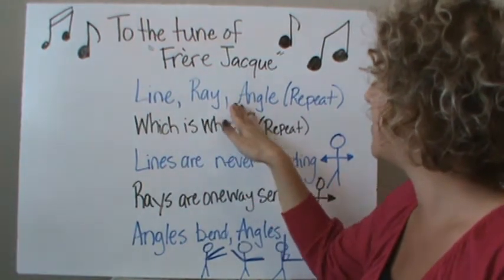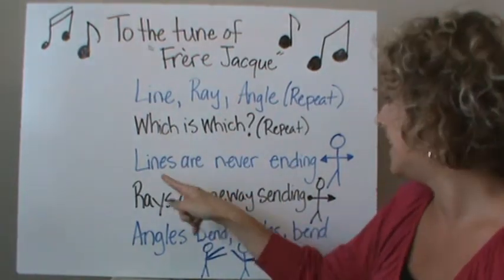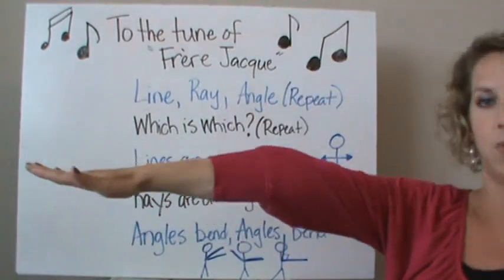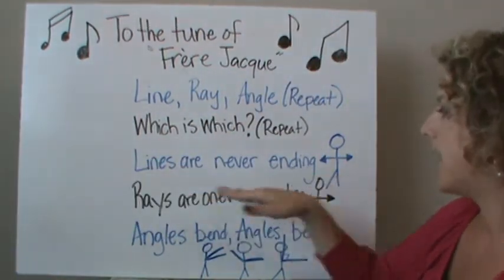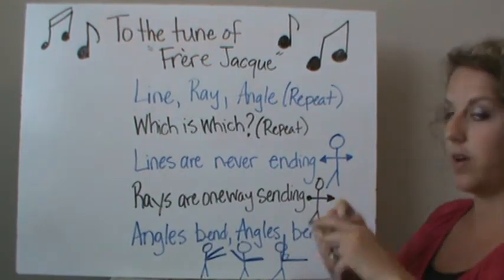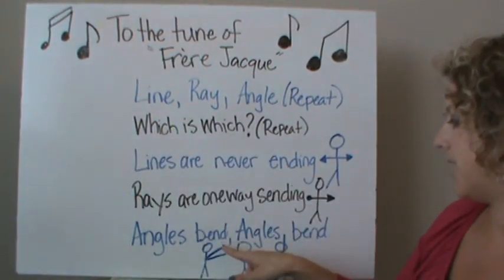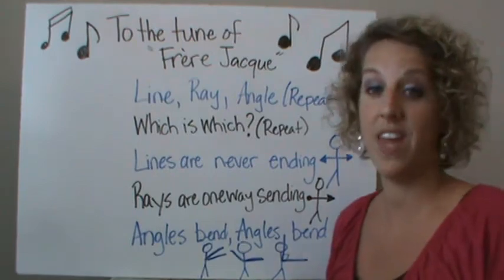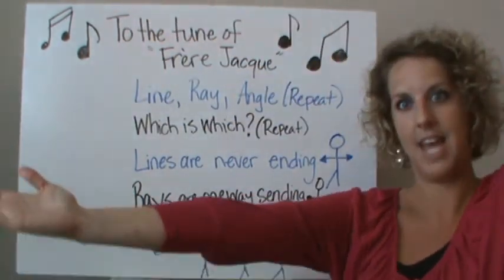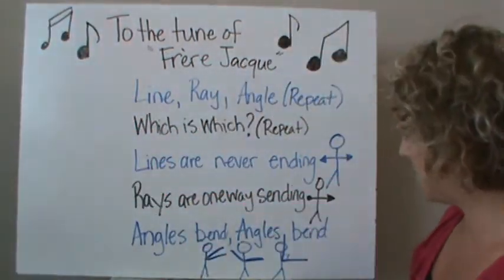Line, ray, angle, which is which, which is which. Lines are never ending, and then you put both arms straight out, and you put both hands straight out. Rays are one-way sending. Again, you put one fist and then one arm straight out. Angles bend, angles bend. And this is a lot of fun. You first start out, angles bend, and you just kind of bend it all different ways, so you're moving it all different places.